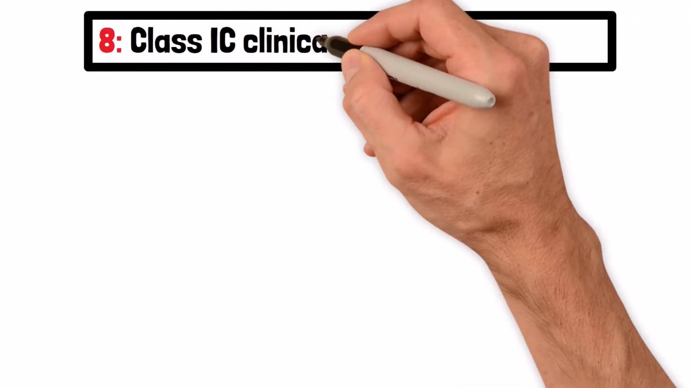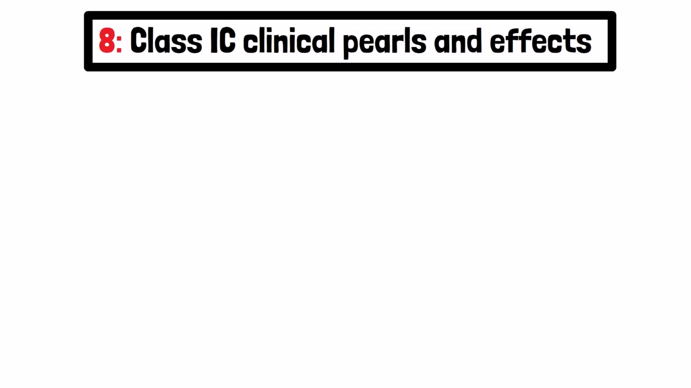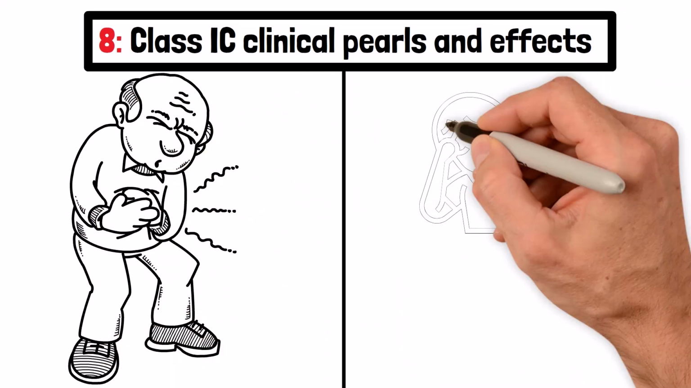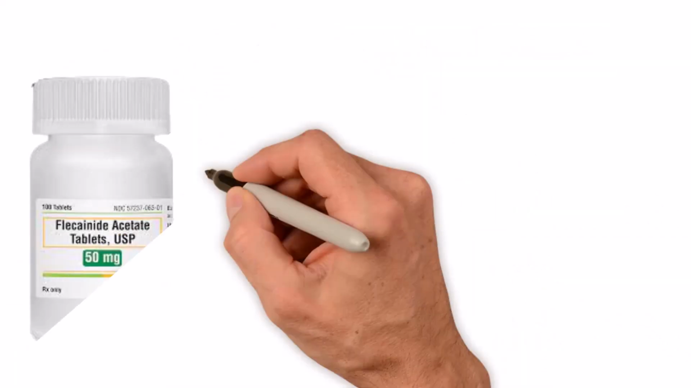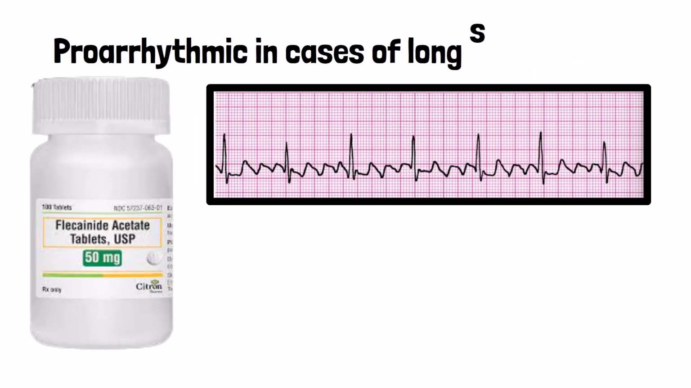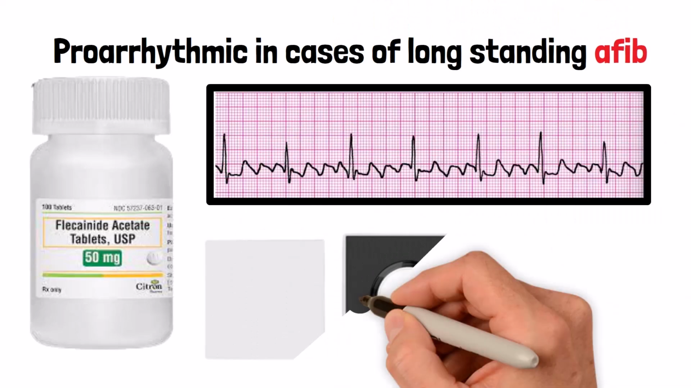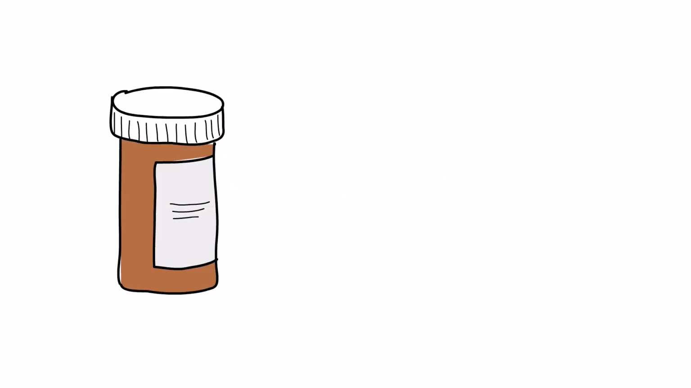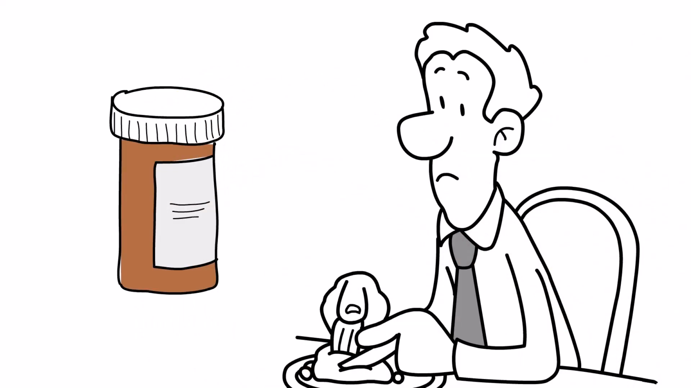Number 8. Class 1C clinical pearls and effects. Do not use in any cases of structural heart disease. Associated with CNS effects and visual disturbances. Flecainide is used mainly for atrial flutter and may be pro-arrhythmic in cases of long-standing AFib. It also must be stored in a light-proof container. Propafenone has beta-blocking effects and a metallic taste.